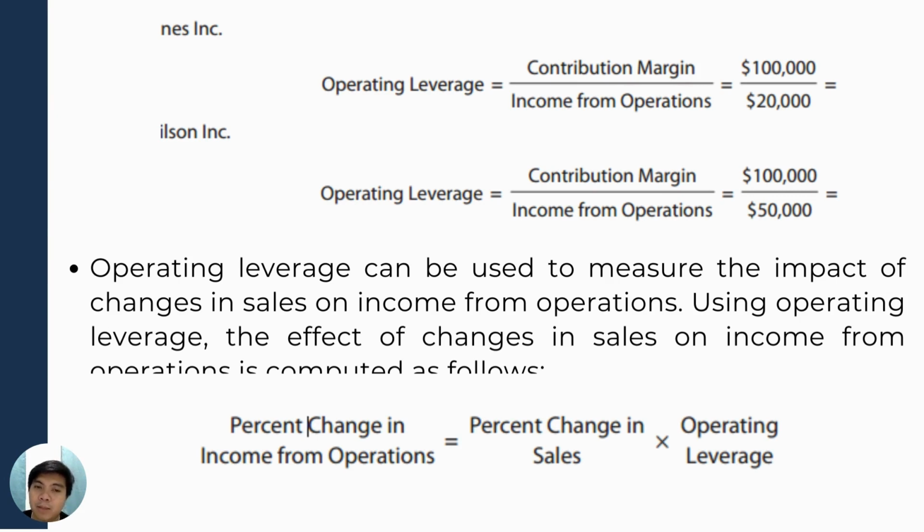So 100,000 divided by 20,000 would result to 5. That would be the operating leverage for Jones. Same formula with Wilson. The result for Wilson is 2.